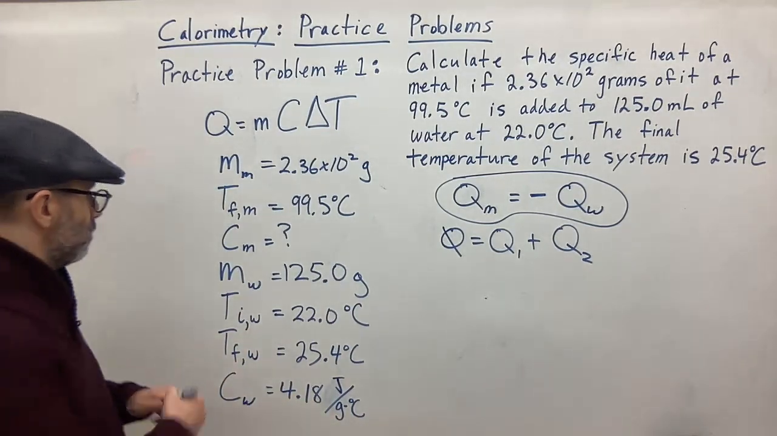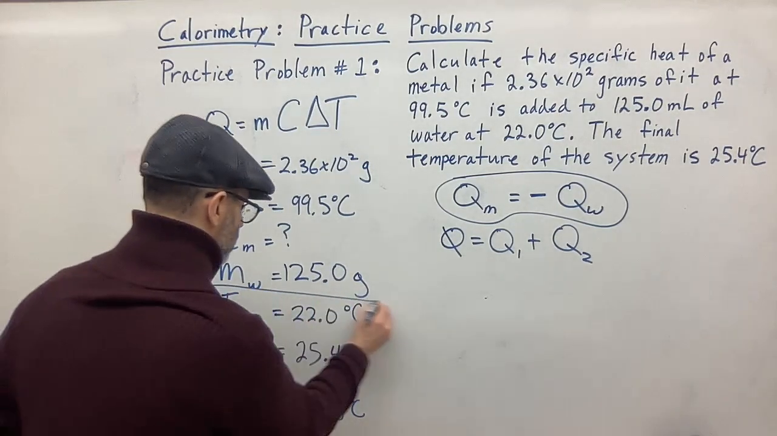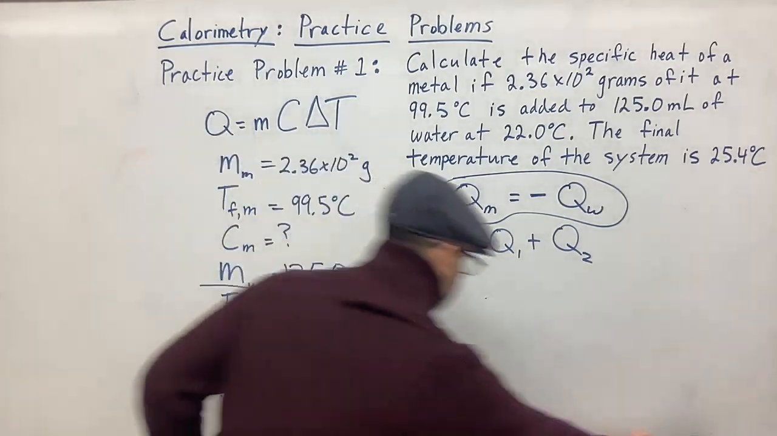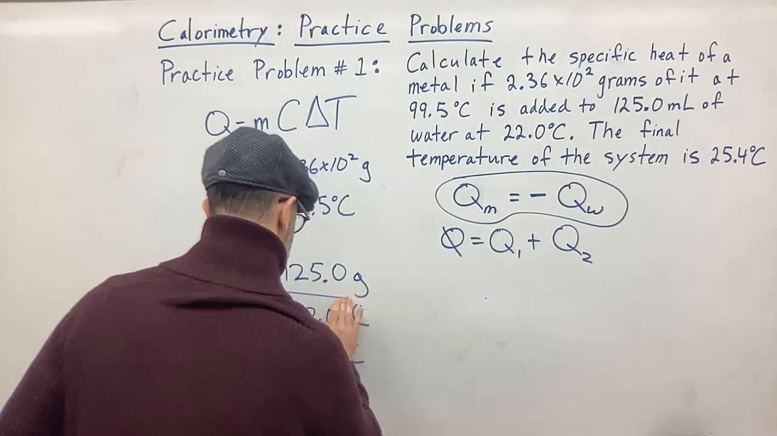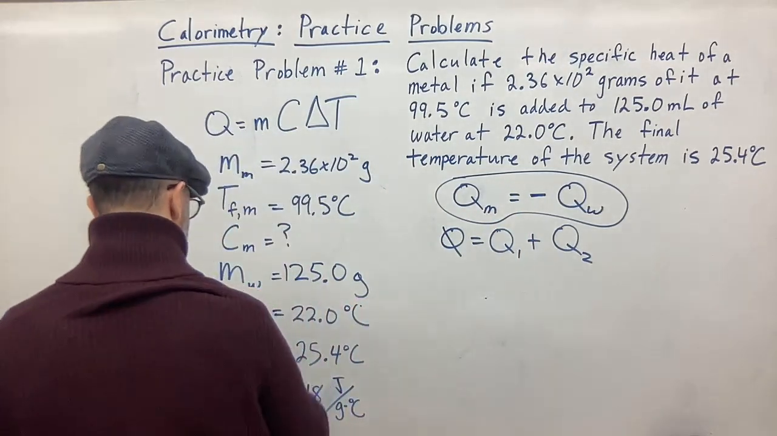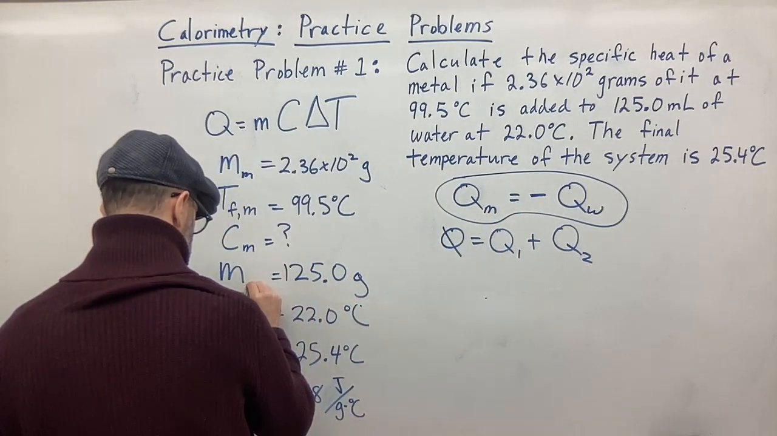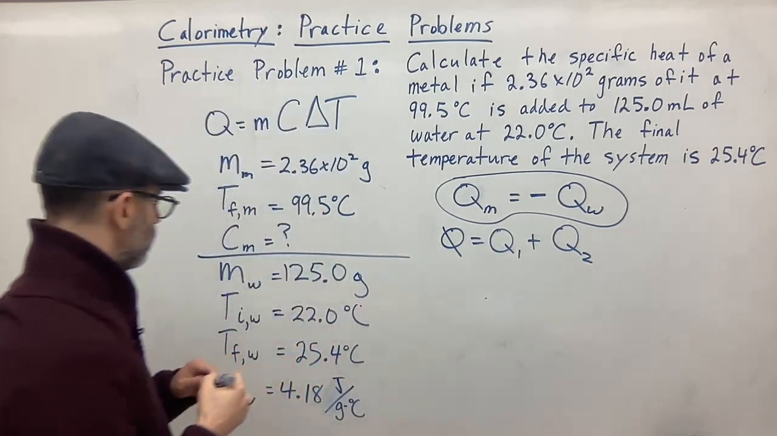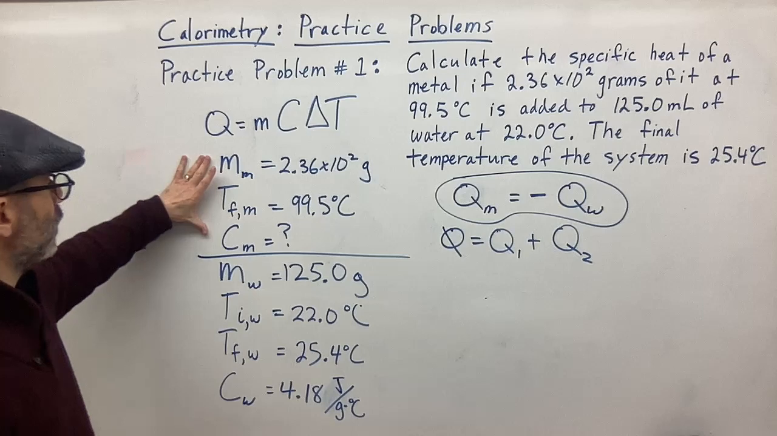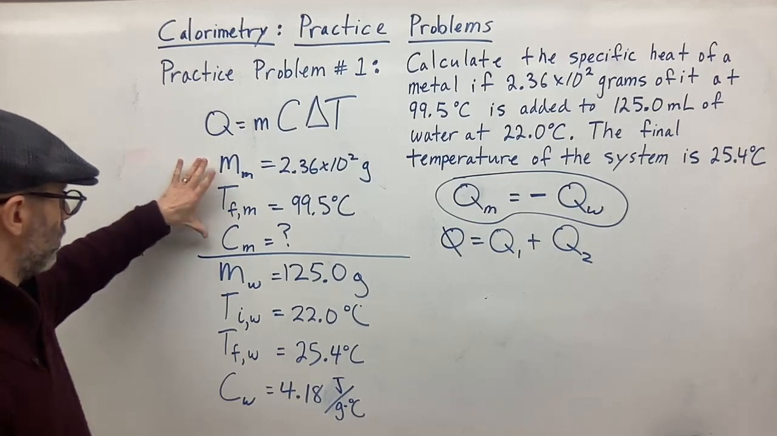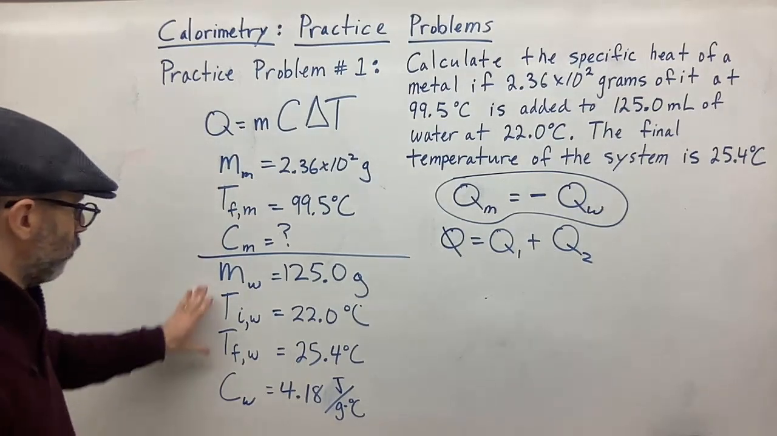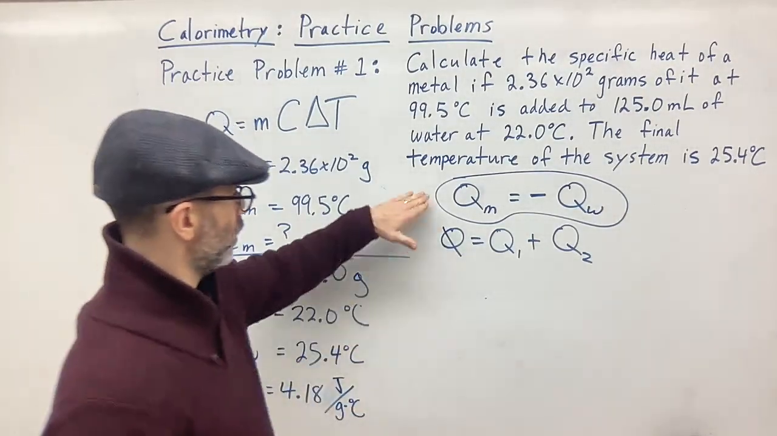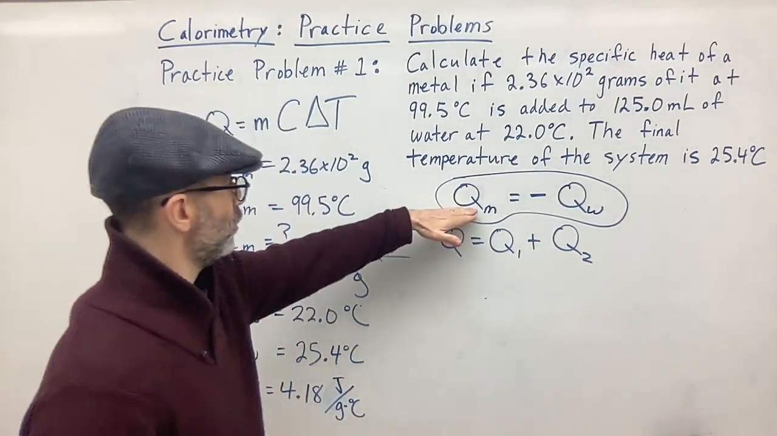So I'll put a line here to kind of separate. Oops, I put the line in the wrong place. There we go. So we have our information for the metal, and we have our information for the water. Now we can set up our equation. So we're going to use this one here.